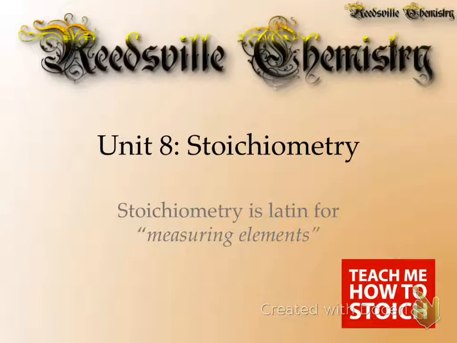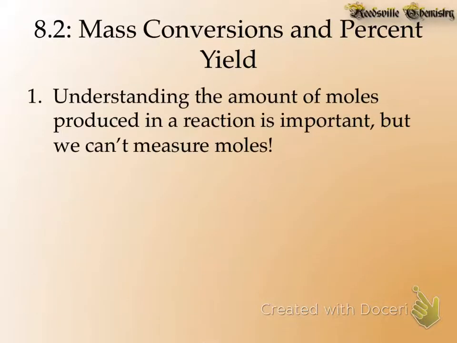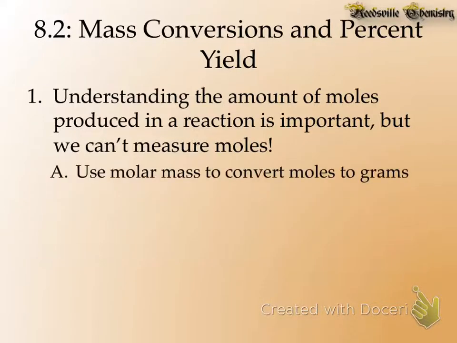Okay, Unit 8. This is 8.2. We're going to focus in 8.2 on mass conversions and percent yield. Understanding the amount of moles produced in a reaction is always important, but we can't measure moles. We don't have a scale that measures moles, or the amounts of atoms or particles in a particular reaction.